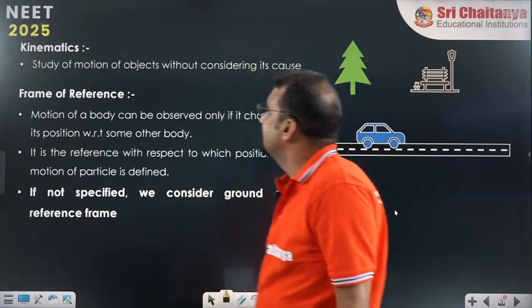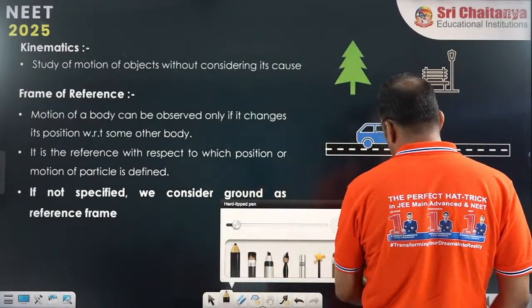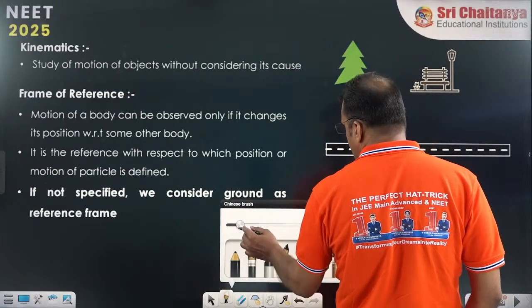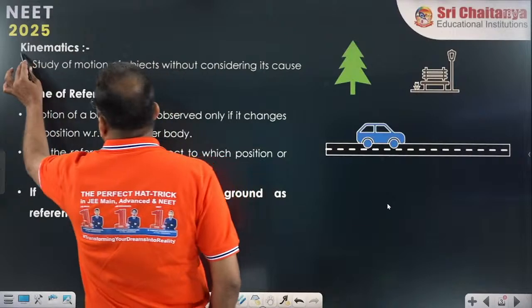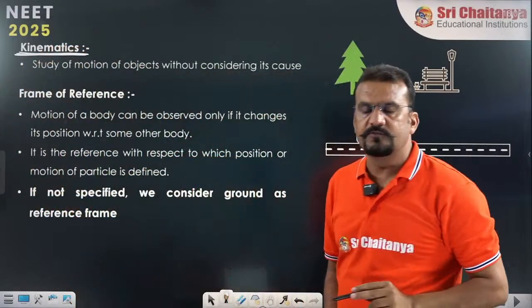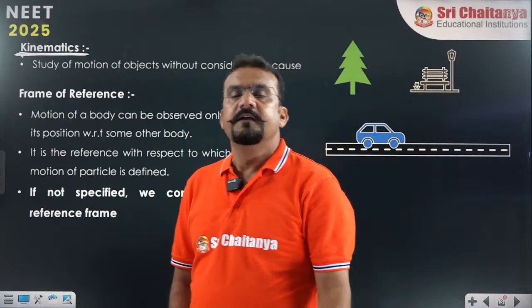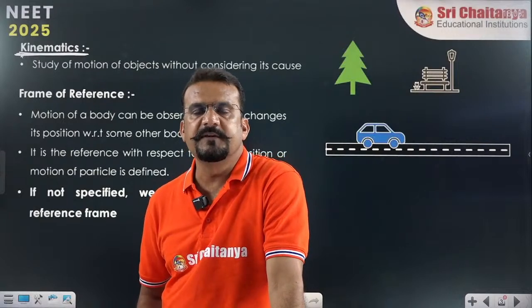Kinematics means study of motion without considering its cause. This is a very important statement, because whenever you are going to study physics, you should be very familiar with this word kinematics. Kinematics, the basic meaning is motion. If someone asks you the meaning of kinematics, it means motion. What is the meaning of dynamics?